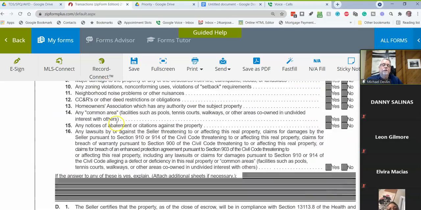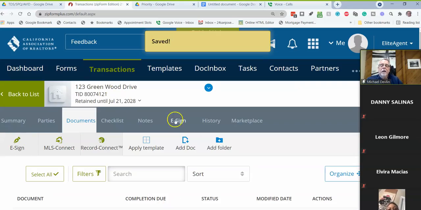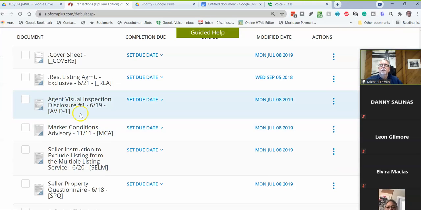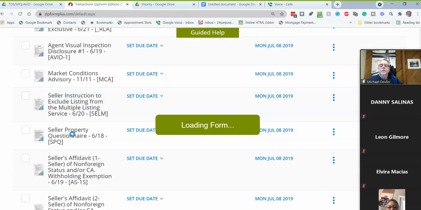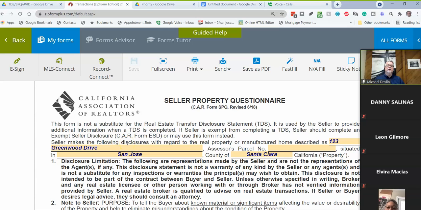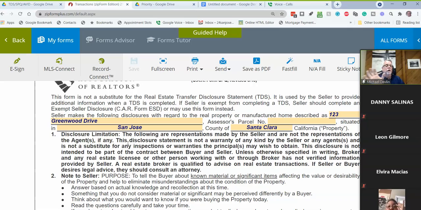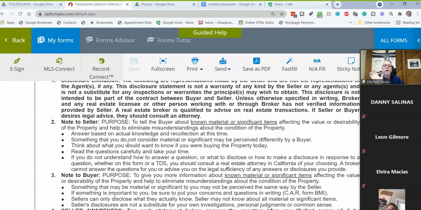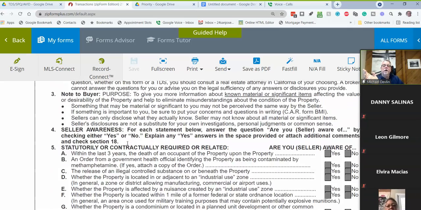So here's the form. Now, the other one, I'm not going to do the SPQ. I mean, the SPQ, why not? Let me just go here. Here's the seller property questionnaire. So if I were doing it, these would be the two forms I would send at once. Notice how when I launch the seller property questionnaire, it's already filled in what I wrote before.